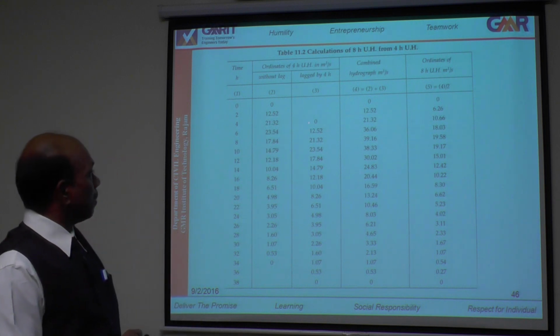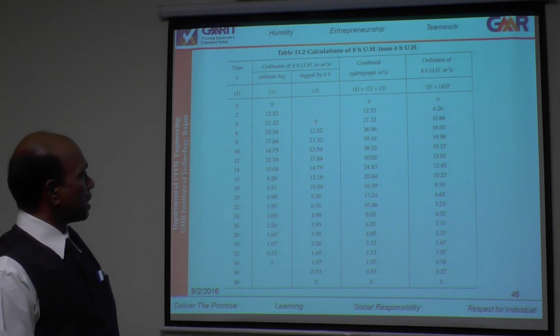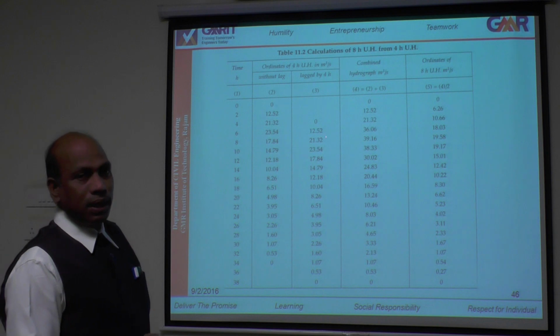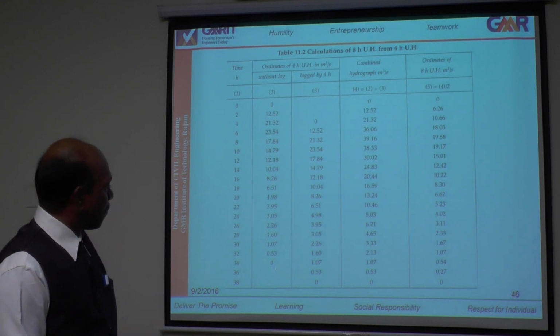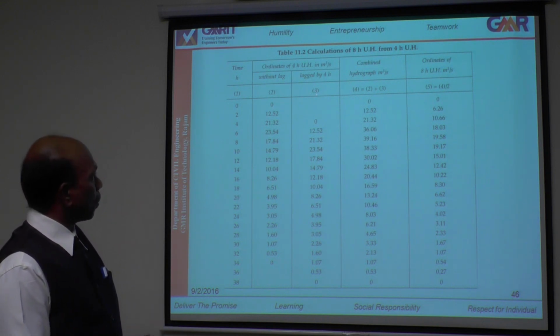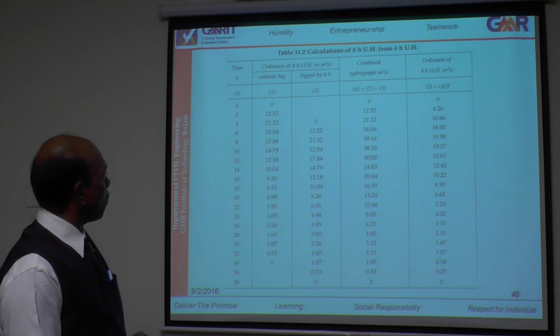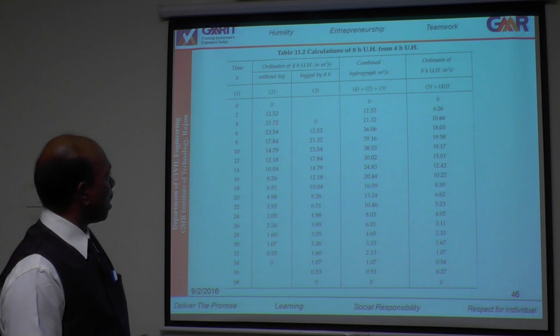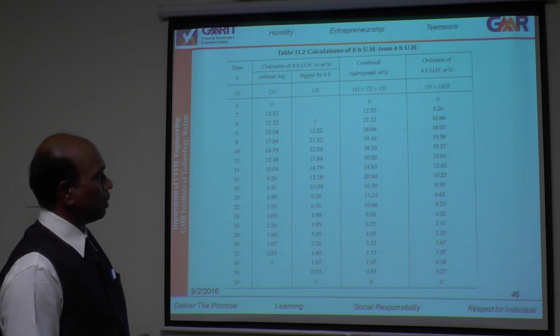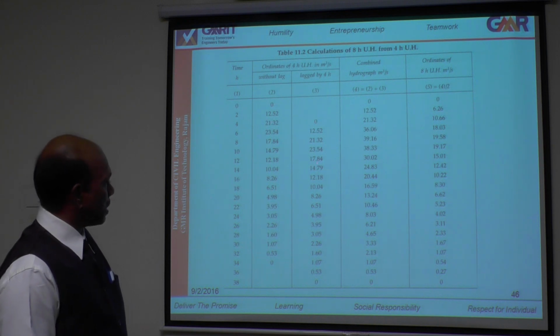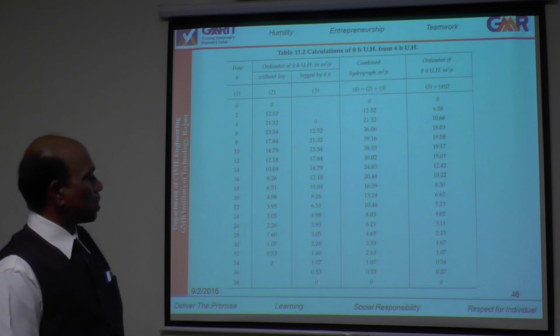Right? Here, what we can do, we already discussed earlier. This is the given unit hydrograph. Another column is also a unit hydrograph that is shifted by the unit duration. Unit duration means 4 hours. They have given the 4 hours unit hydrograph, and we take the same one here, lagged by 4 hours. So the same values are produced here. Like that, these are the shifted 4 hours unit hydrograph.